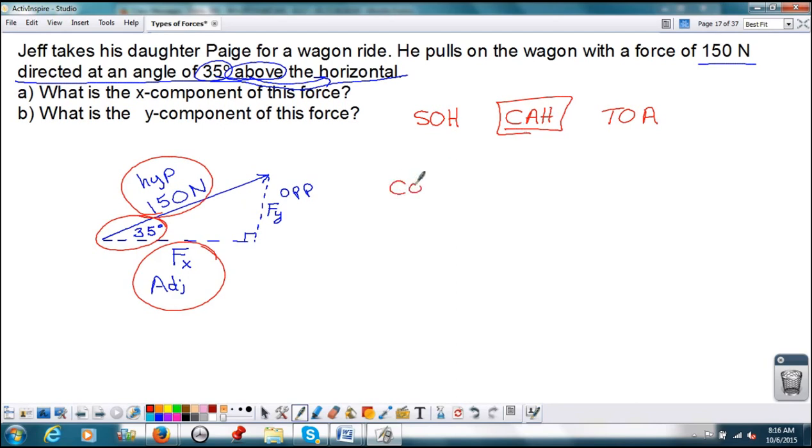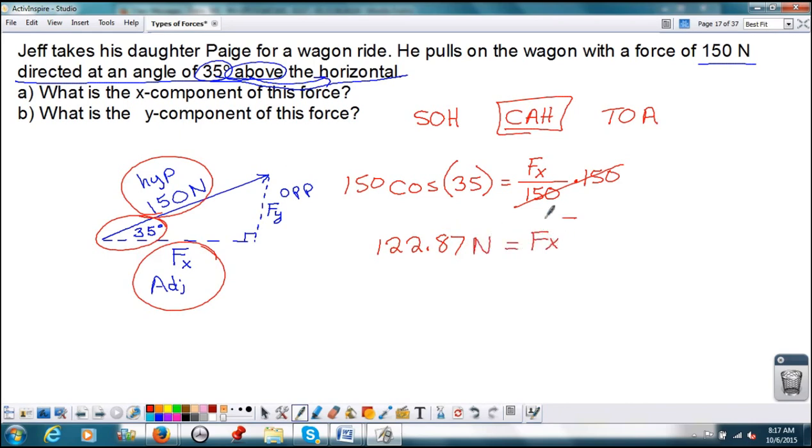So I'm going to start out and say the cosine of the angle, which is 35 degrees, is equal to the adjacent side, which is the x component of the force, over the hypotenuse, which is 150. To solve this problem, I'm simply going to multiply both sides by 150. 150 cancels, and I'm left with 122.87 newtons is equal to the x component of the force.